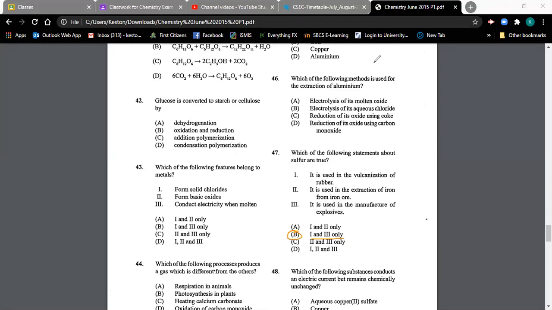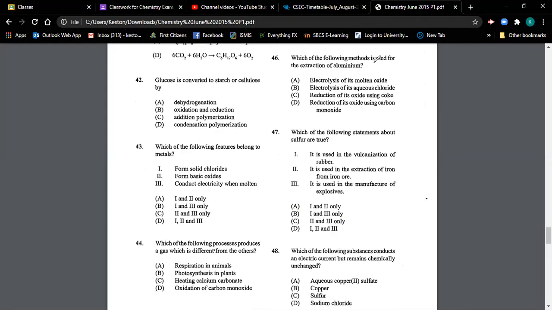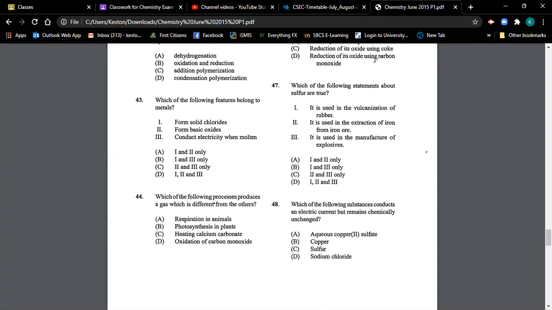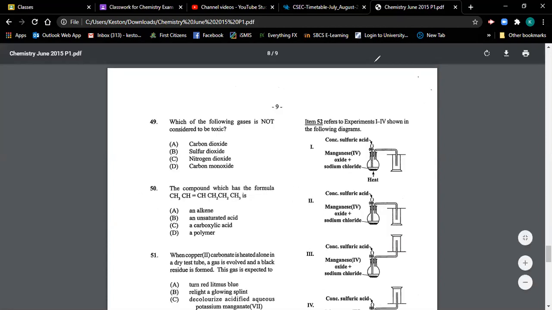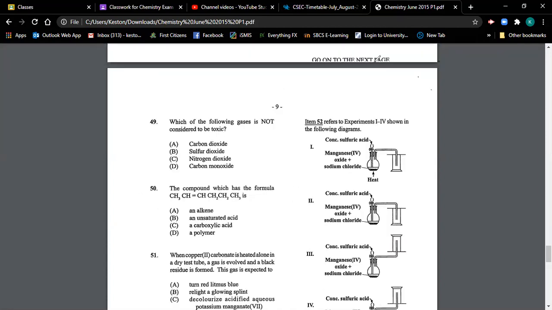48. Which of the following substances conducts an electric current but remains chemically unchanged? What do we use in our wiring, our homes and stuff? Yep, very good. Copper. Good. Not bad at all. 49. Let's see, 49. Which of the following gases is not considered to be toxic?